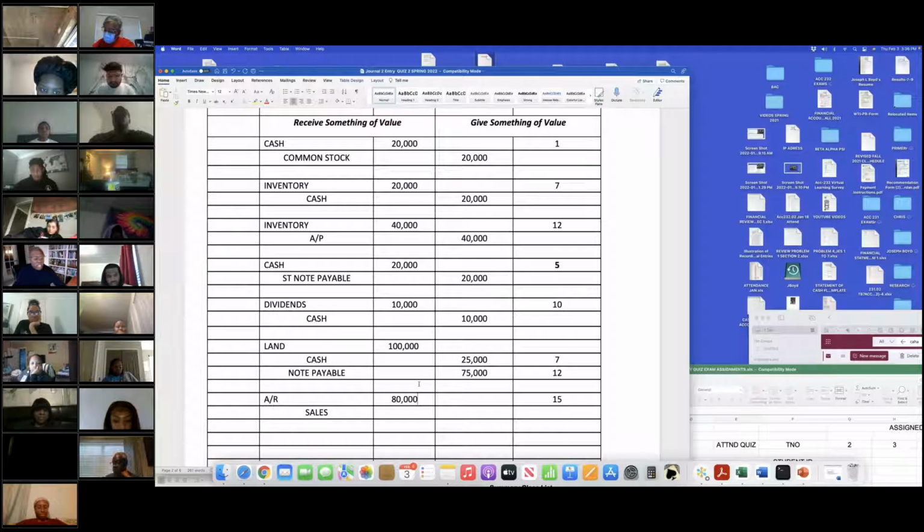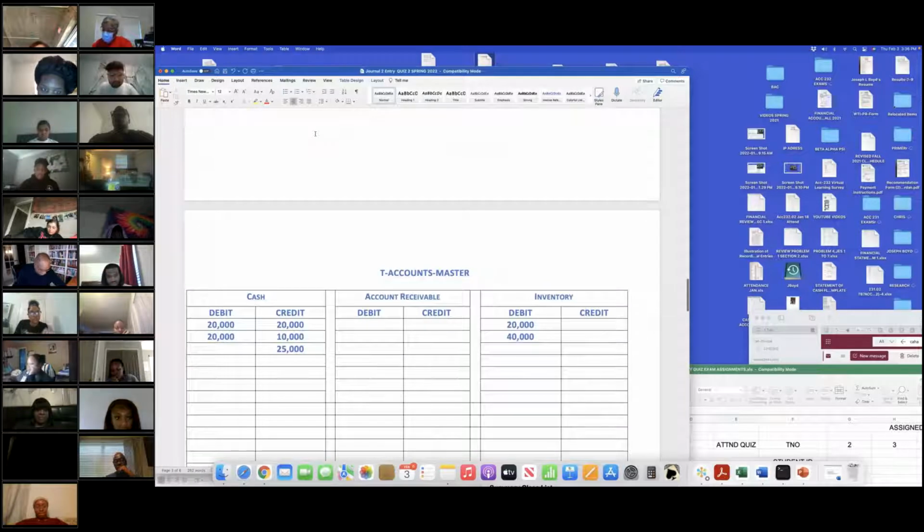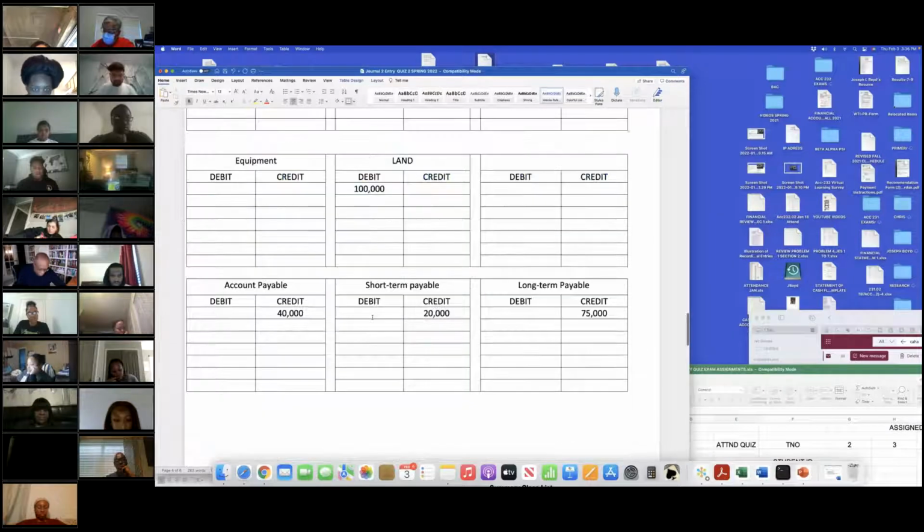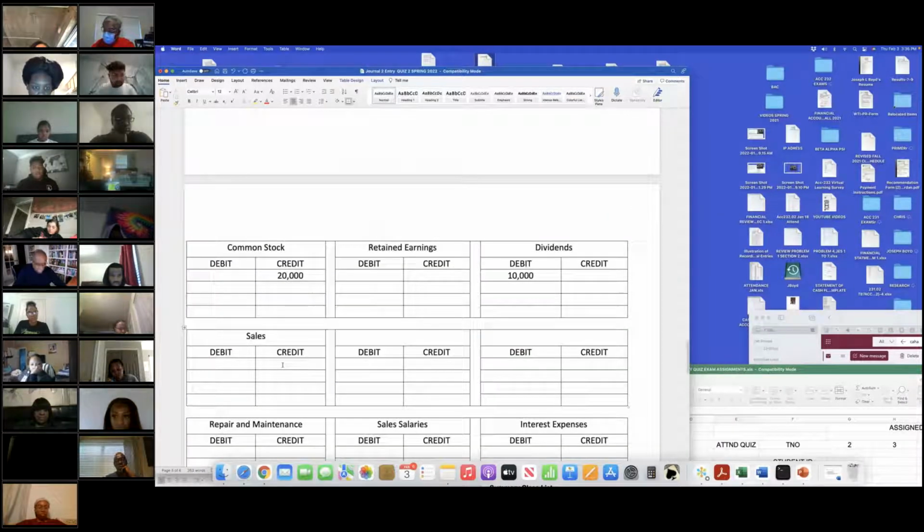Once again, you see the importance of journal entries. So we have a debit here for 80,000, and we're going to credit sales. So these accounts are in the order that they are in that chart of accounts.